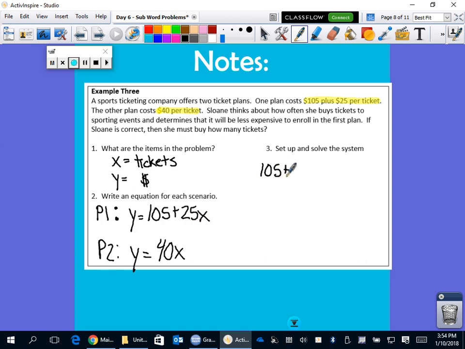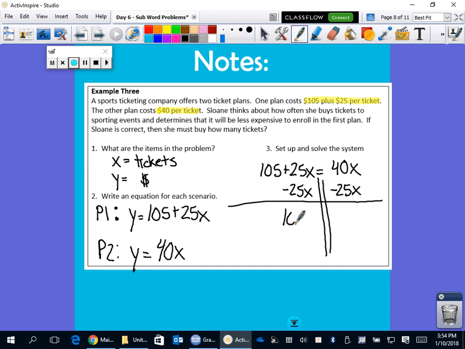105 plus 25x equals 40x. Now this one's a little different because I don't have any constants on this side, so I need to start by moving this one to the other variable side. So I have 105 equals 15x divided by 15. So x equals 7 what?